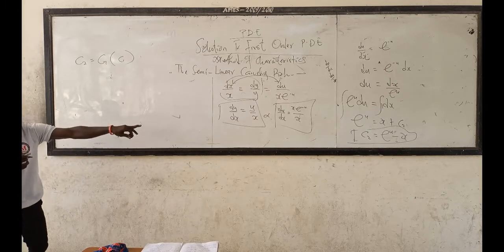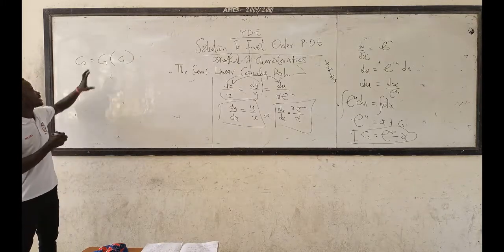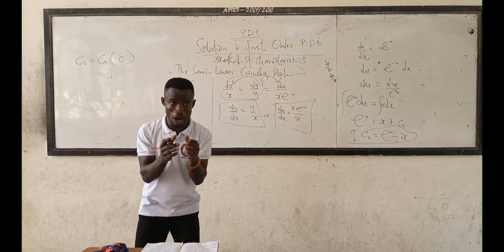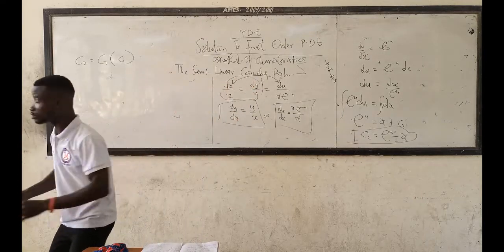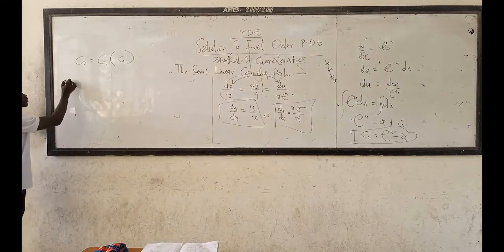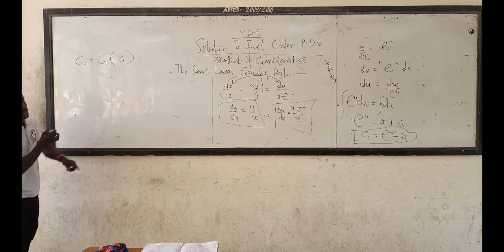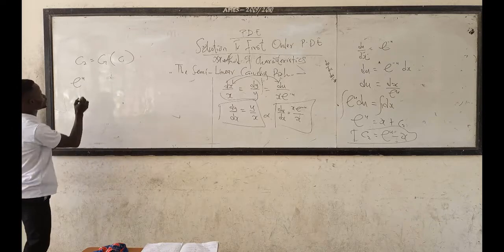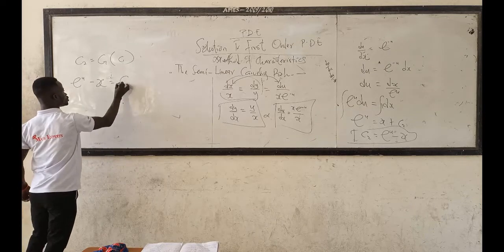Minus. Please, we are just doing substitution. Yes, this is what we use to combine the two general solutions. I always say, always. C2 is what? E power U, E power U, minus S, minus S, equal to G.